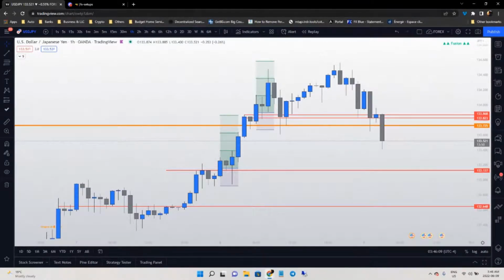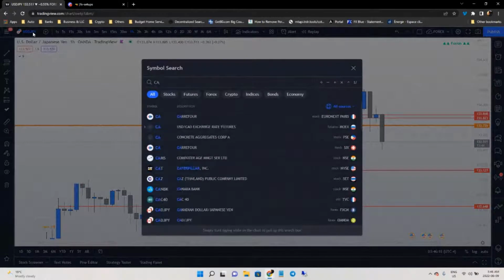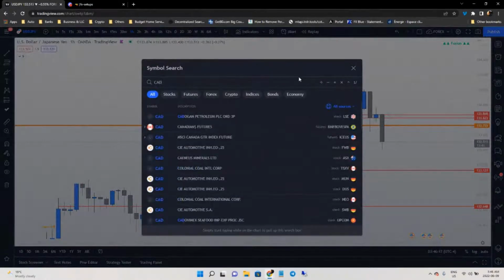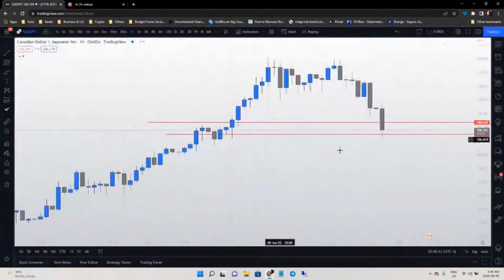Perfect. And we'll look at CAD-JPY. CAD-JPY is one of the biggest winners here, and now we'll see CAD-JPY.